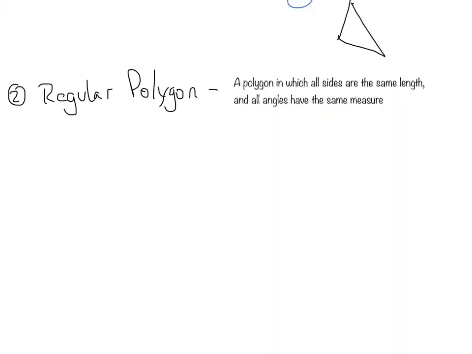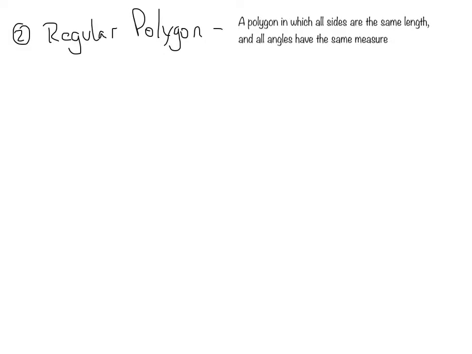Alright, so let's talk about a regular polygon. A regular polygon is a polygon, of course, in which all the sides have the same length and all the angles have the same measures, okay? So a square is a regular polygon because all sides are the same and you, of course, have four 90-degree angles there. Now, what about a rectangle, though? Is that a regular polygon?